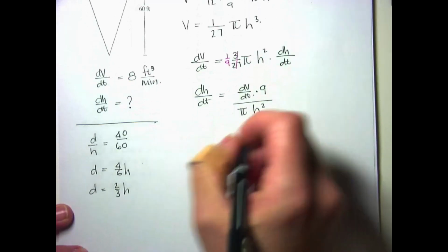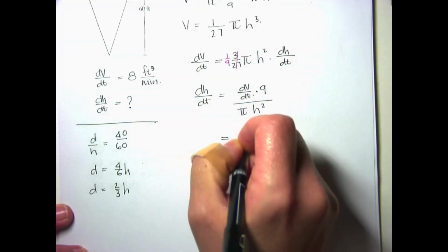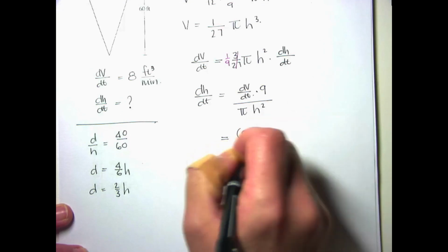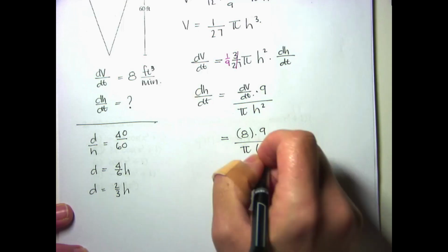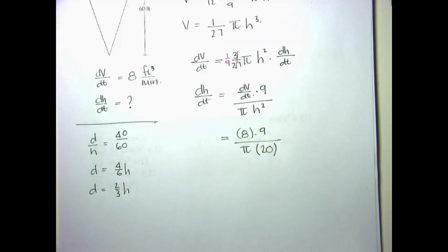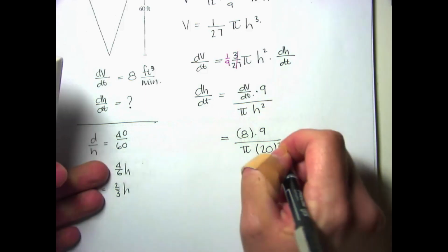Let's plug it in. So dh/dt will be equal to, dV/dt is equal to 8 times 9 over pi times, we said that we would like to find this when the water is 20 feet deep. All right, so we plug in and we evaluate. So 8 times 9 divided by pi times 20. Actually, you know, let me eliminate. Did I? Oh, I forgot to square it. Okay, sorry.